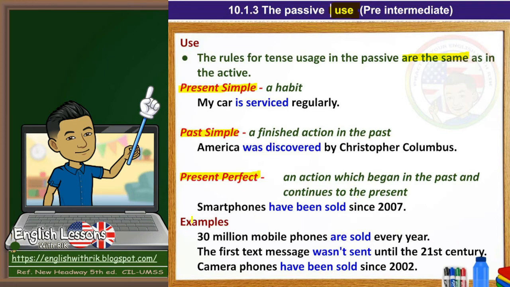Here are some more examples. 30 million mobile phones are sold every year. The first text message wasn't sent until the 21st century. Camera phones have been sold since 2002.